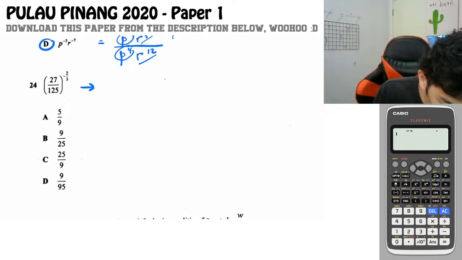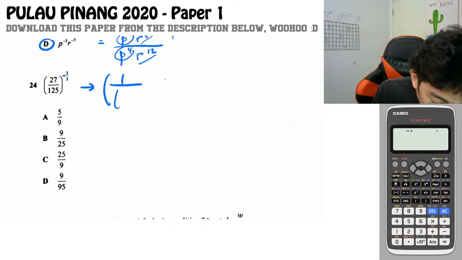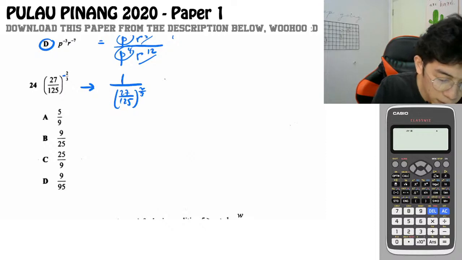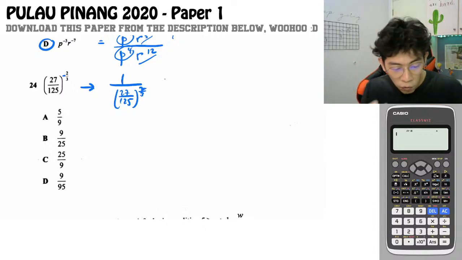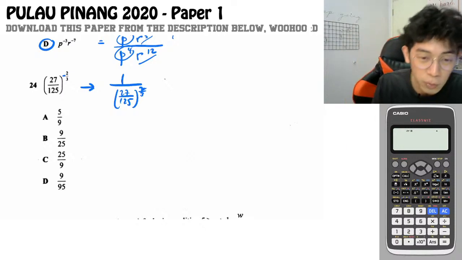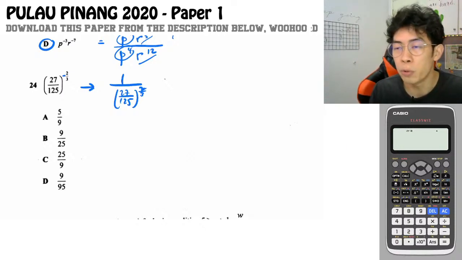Okay, so negative, right? So basically it will be 1 over 27 over 125, to the power 2 over 3. Right? Okay, so that's the meaning of negative, right? So it depends on you. Some students will just switch 125 and 27. It's a trick that you learn in maths. Okay, in P3 we don't really learn it.